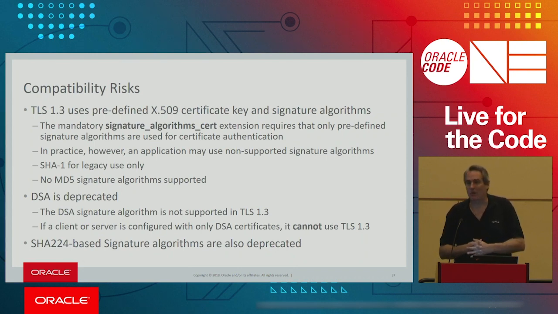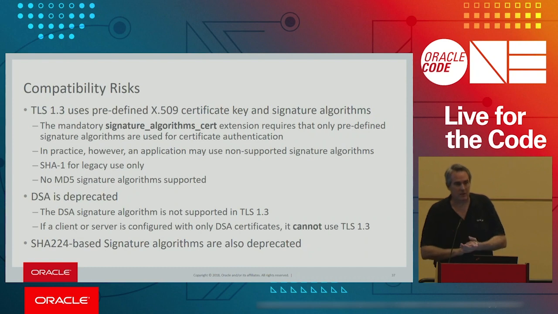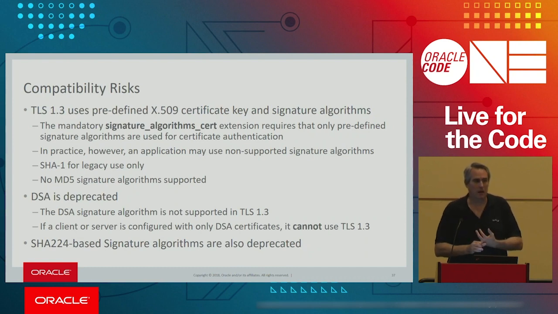One of the other things that's been catching a lot of our customers by surprise is that DSA is deprecated. No more DSA in TLS 1.3. So if you are depending on a DSA certificate for your identification of a handshake, it's not going to work anymore. So what you need to do is update to either an RSA key or some kind of elliptic curve key. You might need to get a new certificate for that. Also, the SHA-224 based certificate signature algorithms are also deprecated.